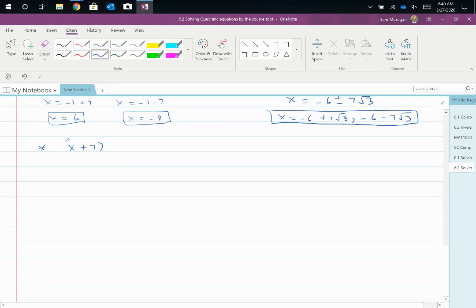(x plus 7) squared equals 57. x plus 7 is equal to plus or minus the square root of 57. Take away 7 from both sides. We've got x is equal to negative 7 plus or minus the square root of 57. That radical cannot be simplified, so x is equal to negative 7 plus the square root of 57 and negative 7 minus the square root of 57.